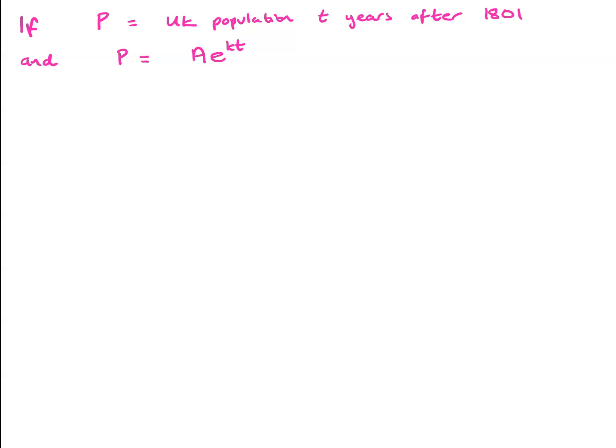Now, having both a and k as unknowns tied together in a single term is not dreadfully convenient, and it's very difficult to find the value of a and the value of k from the scatter diagram that we had on the previous page. However, if we make use of logarithms, we can get a much better format for the equation, which will help us greatly. So, taking natural logarithms of each side, we've got the natural logarithm of p is the natural logarithm of a e to the kt.